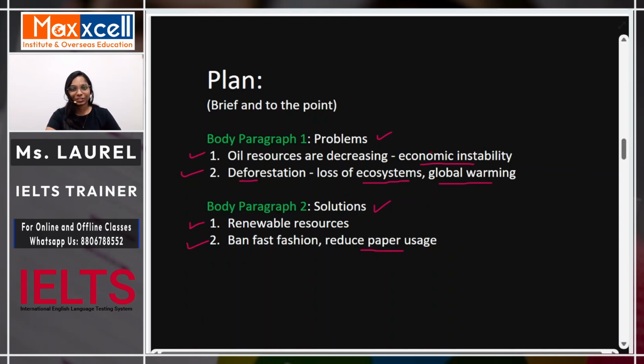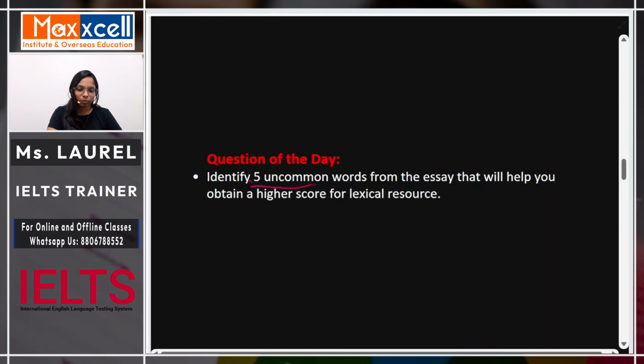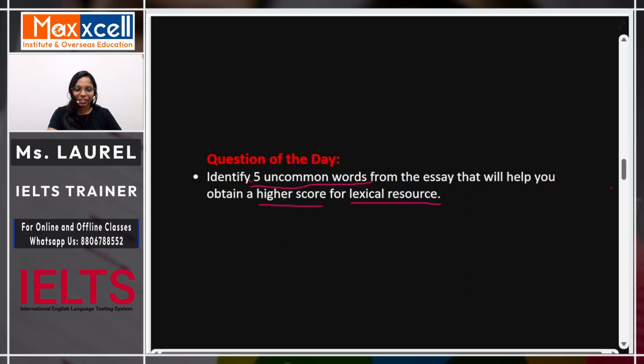Now let us execute this plan. Before we move on to the essay, let us take the question of the day, which is: identify 5 uncommon words from the essay that will help you to obtain a higher score in lexical resource. As you know, lexical resource is one of the judging criteria. So I need you to identify 5 uncommon words. Grab a piece of paper and a pen, and let's look at the essay.